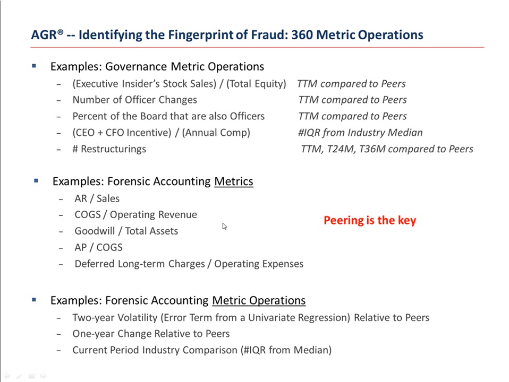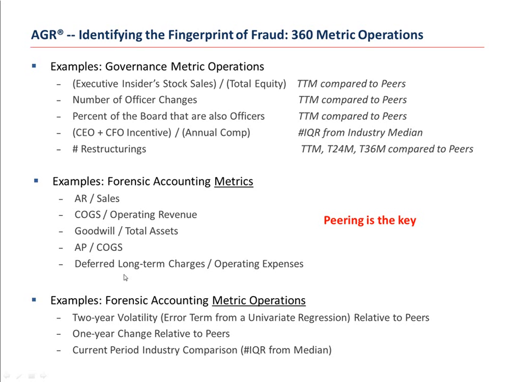On the forensic accounting side, we'll look at something like accounts receivable over sales, and then we'll take an operation on that, like the 2-year volatility, which would be the error term from a univariate regression, again, relative to peers. It turns out that for these forensic accounting metrics, if the volatility is unusual relative to peers, that is, it is large relative to peers, that in fact does fit the fingerprint of fraud and also has information relative to stock returns. The important thing to note here is twofold.